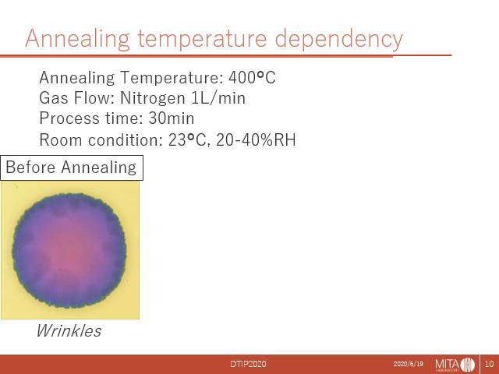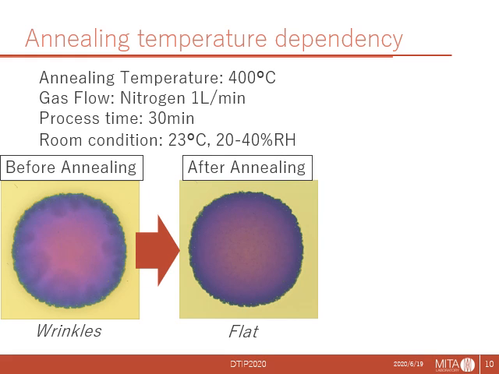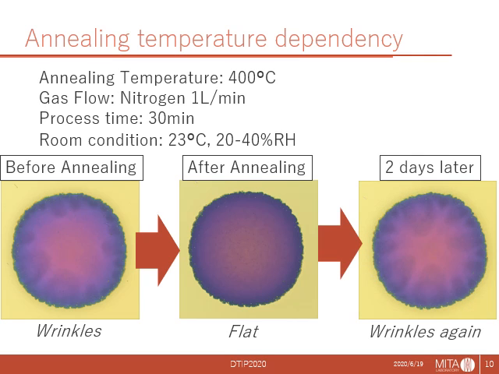To confirm the dependence of wrinkle appearance on annealing temperature, we put one chip into 400 centigrade annealing. After annealing, the chip was kept in our clean room, which is controlled at 23 centigrade and 20 to 40% relative humidity. Indeed, the chip became flat after annealing. However, it wrinkled back in 2 days.